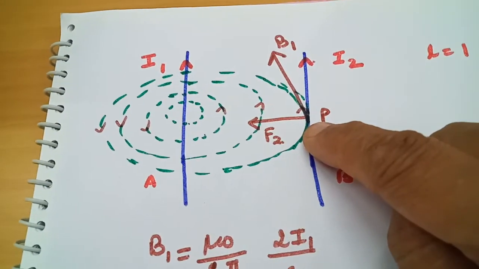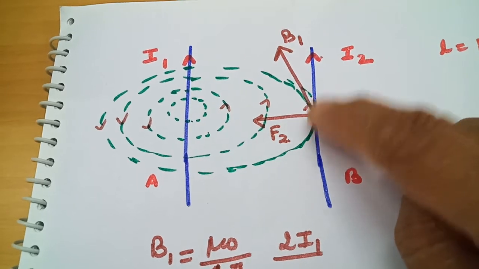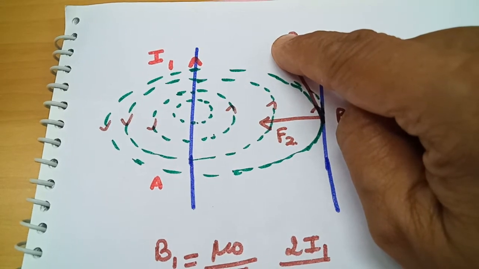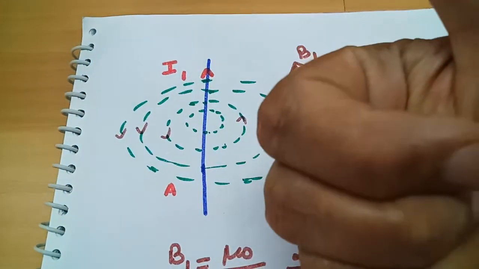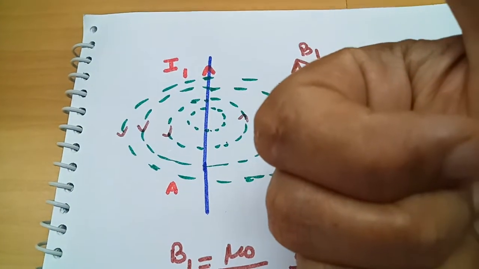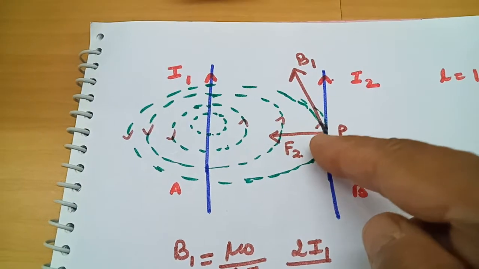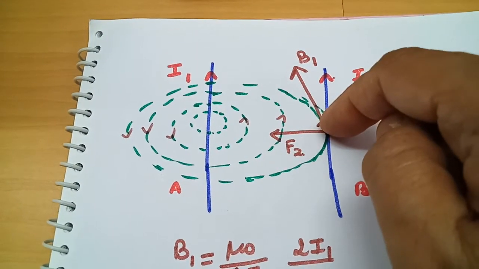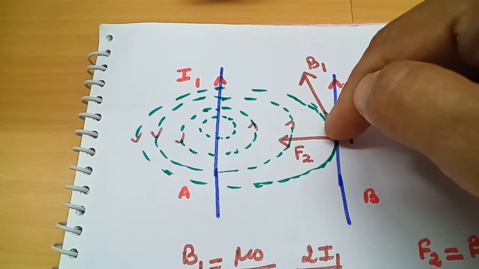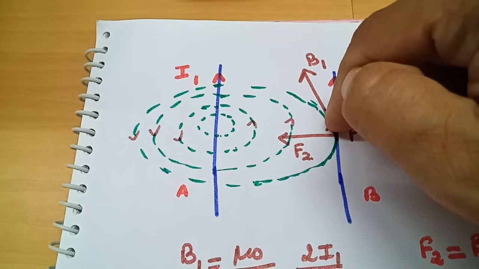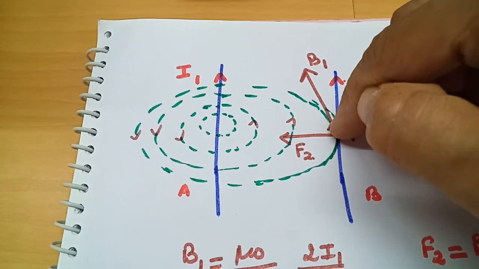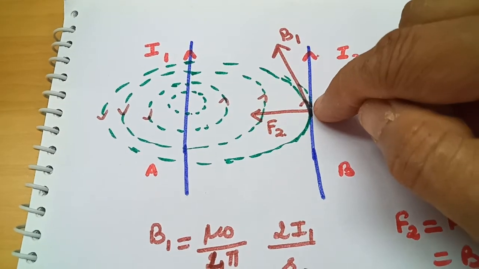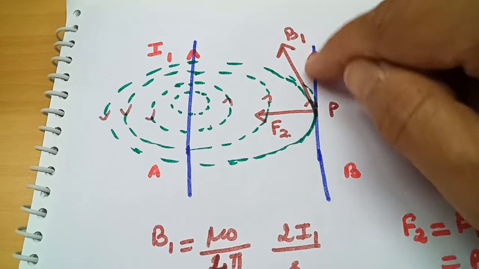Now this concentric circle means a magnetic field line passes through this point P of this conductor. So the tangent drawn at this point will give you the direction of the magnetic field. Where is the direction of the magnetic field? Perpendicular to the plane and in the inward direction, means into the plane of the paper. So when you draw the tangent, it will go into the plane of the paper. Clear? Now this magnetic field and this current are in perpendicular directions. The magnetic field is going into the plane of paper and this is the current I2.